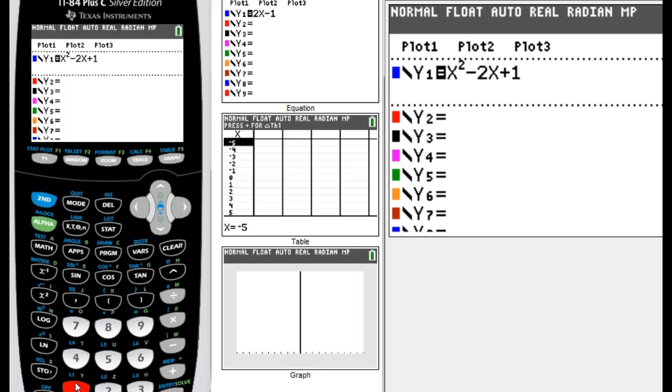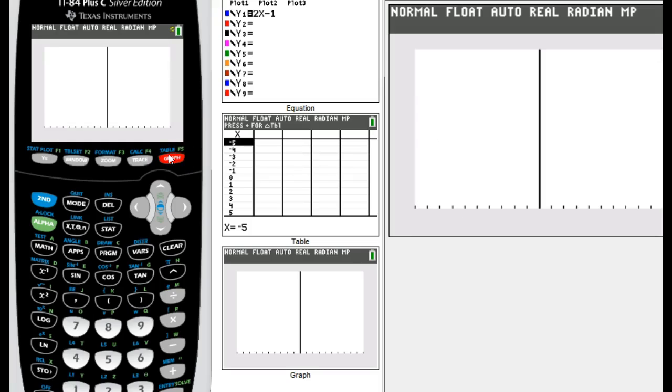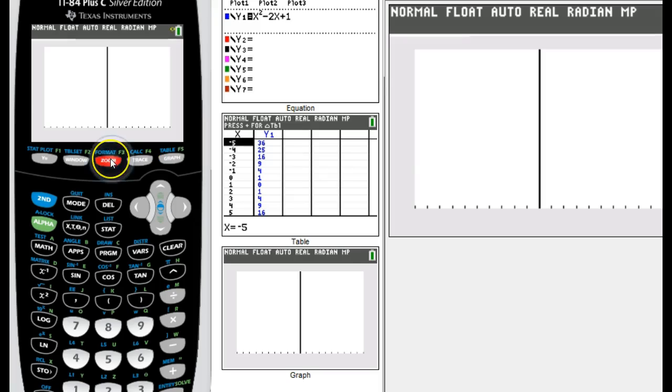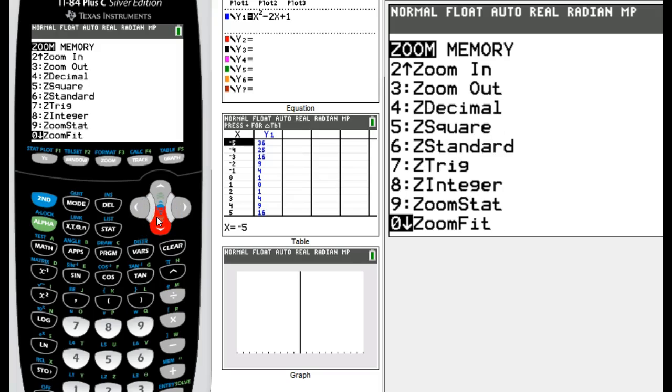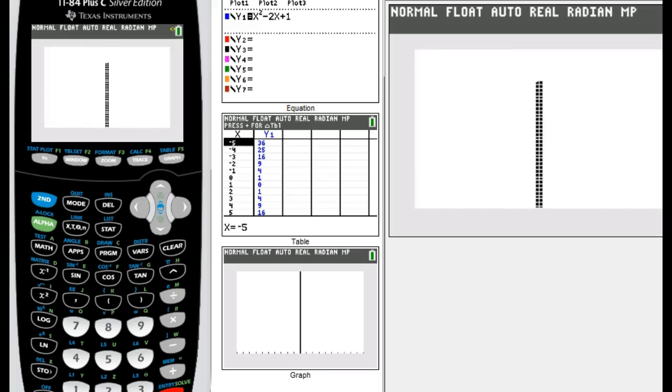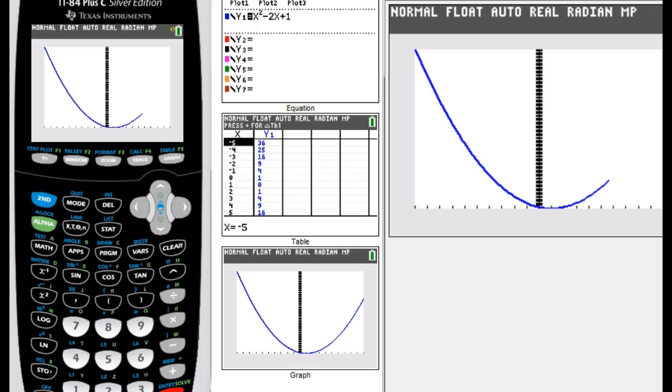Alright, and again, you can look at the graph if you want. I'm not sure where my window was. Probably in a bad spot. It's not even showing it. Zoom fit, which is I think 0. Did it do anything? Apparently didn't do anything. Yeah, I thought I hit the right button there. Zoom fit, and then you can see what the parabola actually should look like if you graph the whole thing.